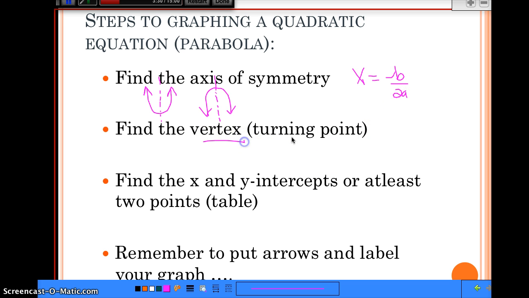The vertex, which is your turning point, is either going to be a minimum, which would be like this, or it's going to be a maximum, which would be like this. It's the turning point. It's where the actual parabola takes a change in direction. That's going to be your negative b over 2a, whatever you came out with from above, comma, your y coordinate. And how do you find this? By substitution.